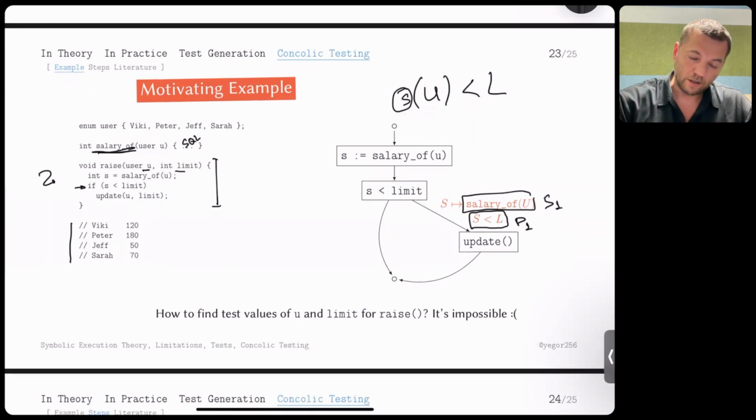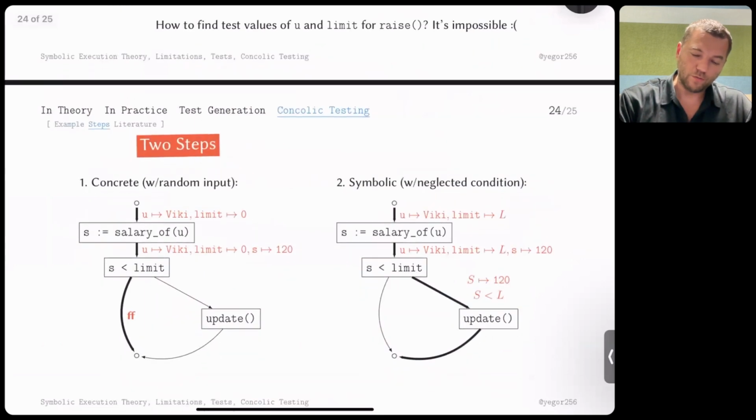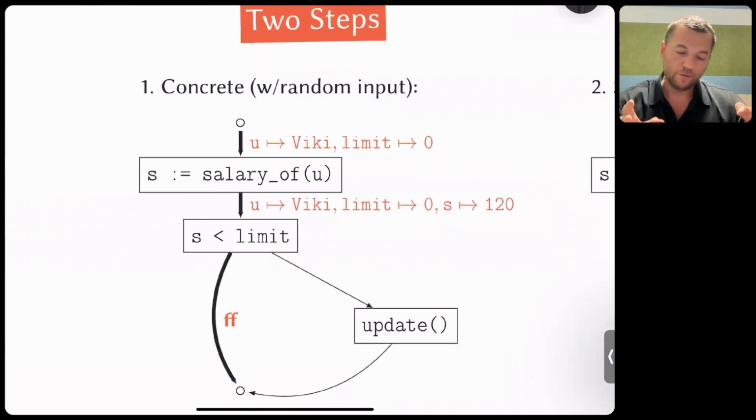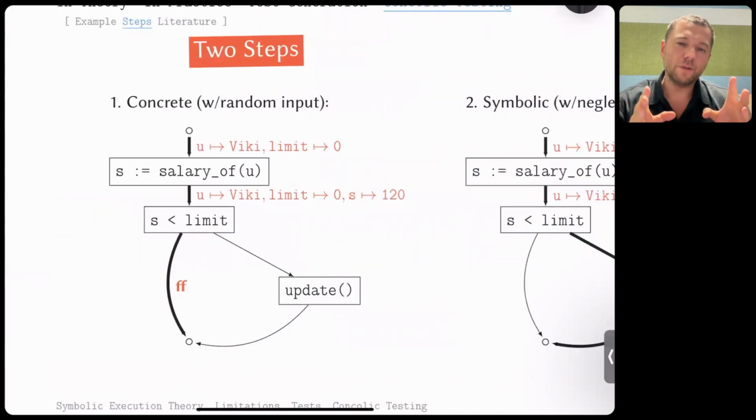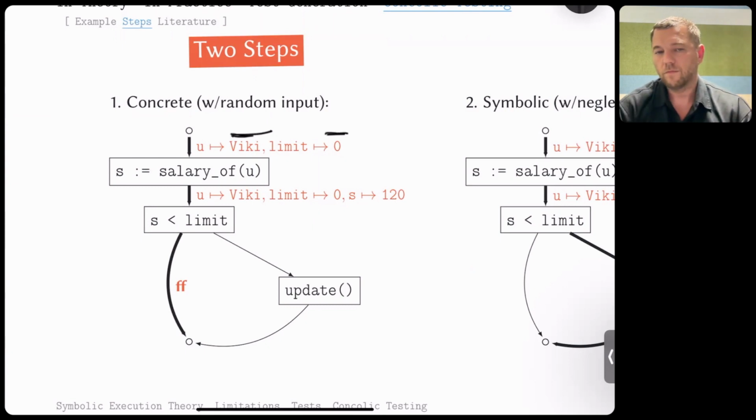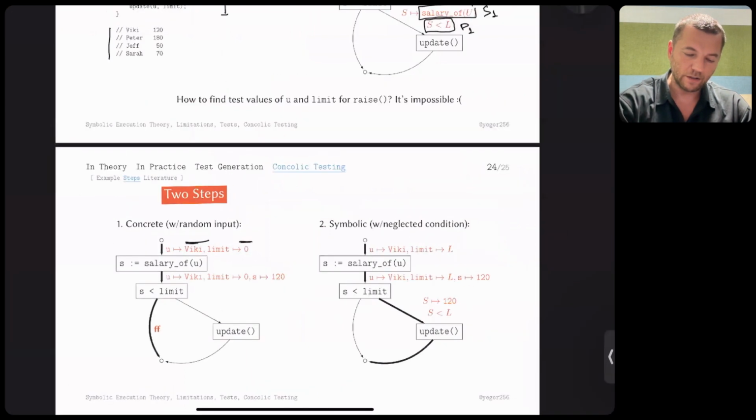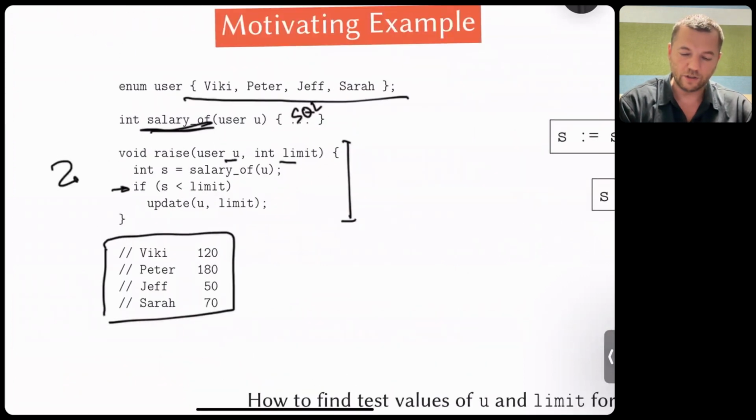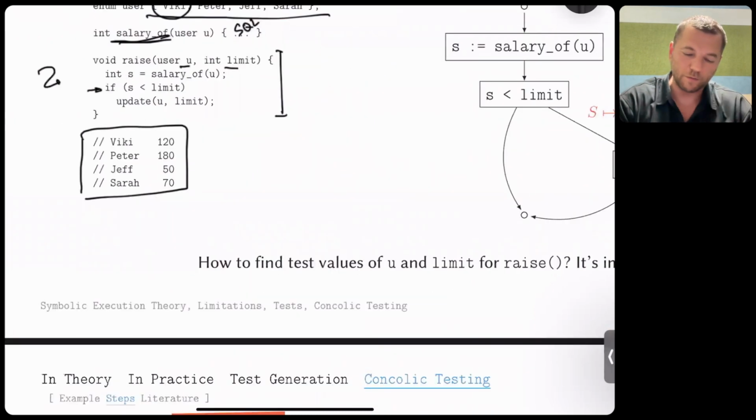How does it work? There are two steps. Step number one, we do a concrete run, that's why it's concolic, concrete and symbolic. The first step is concrete. We take a random input to this function and run it on a real computer. Not symbolically, but really. So this is the random input, Vicky 0. We select Vicky because this is what we have, I mean, this is the enum. So we take Vicky and its integer, so we can take 0. That's the first random input, Vicky and 0.